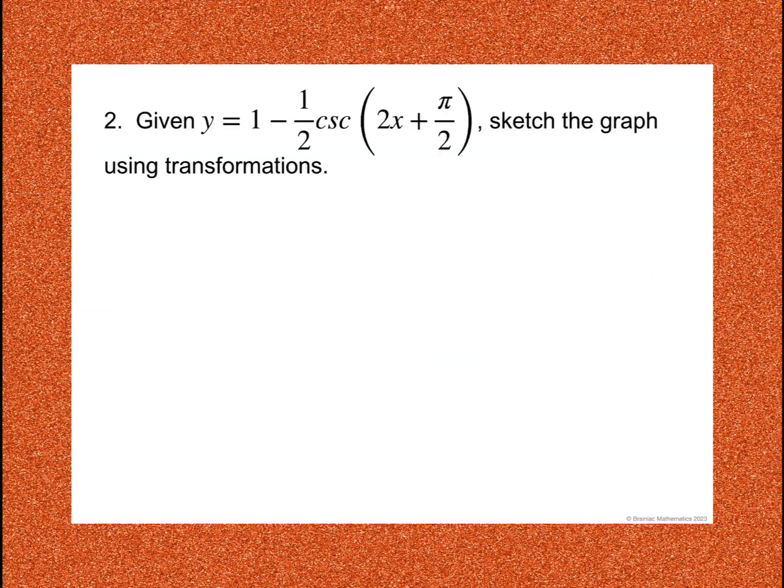Okay, let's try a cosecant one. So y is equal to 1 minus 1/2 cosecant of the quantity 2x plus π/2. We'll sketch this graph using transformations. So first thing I want you to do is find your reciprocal function in transformation form.